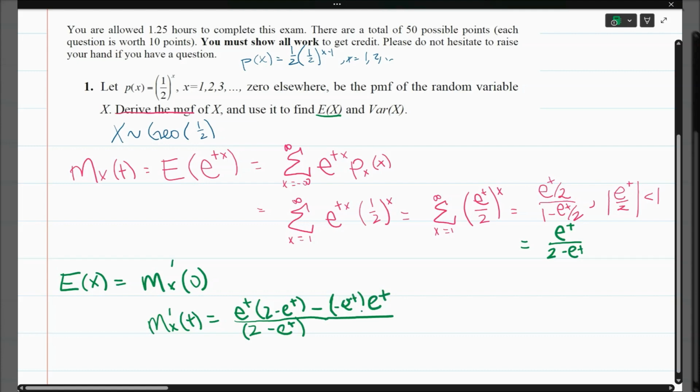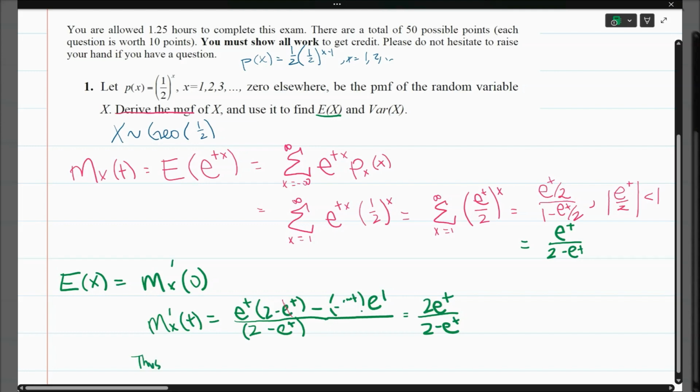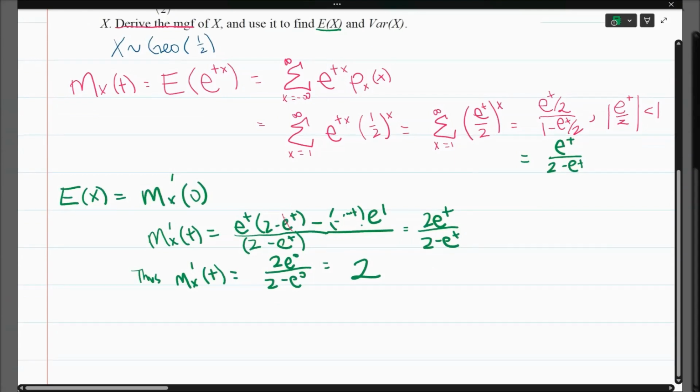Okay, so it looks like we'll get a little bit of cancellation, and so we just end up with 2e to the t over 2 minus e to the t. If we plug in 0 into that, we get 2e to the 0 over 2 minus e to the 0, which is 2 over 1, which is 2, our expected value. Not a surprise. We know that the expected value of this random variable is a reciprocal.